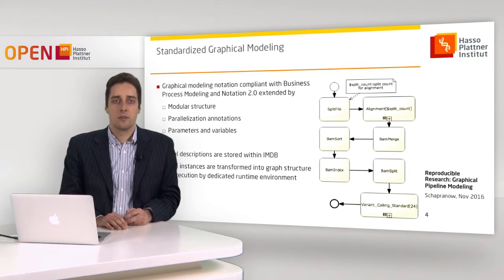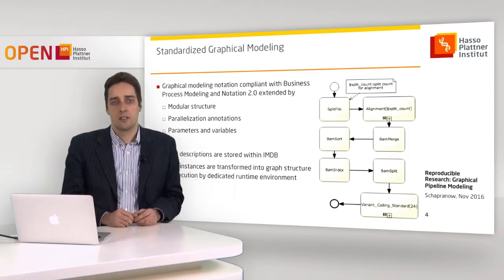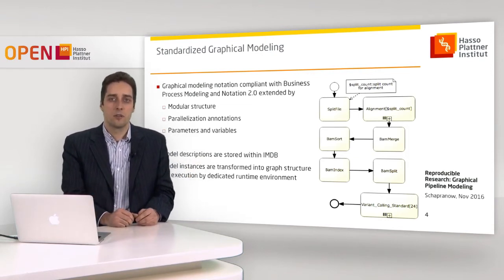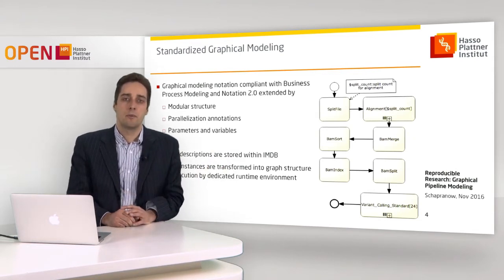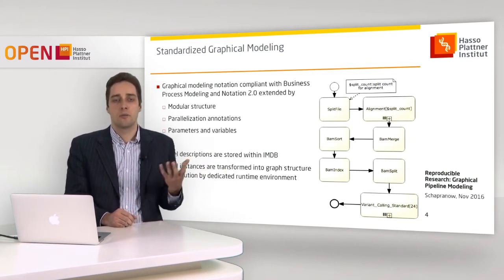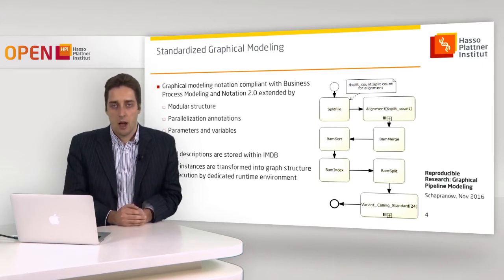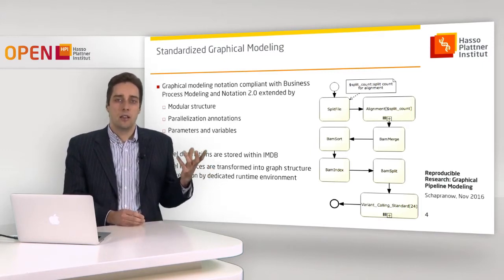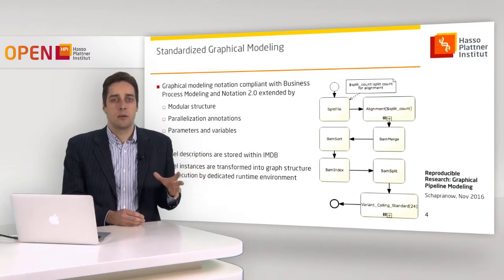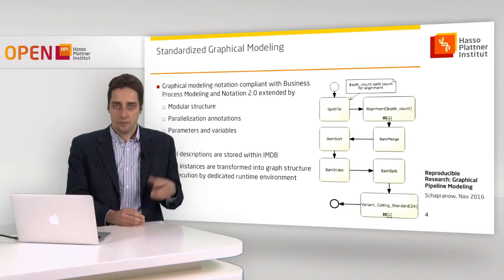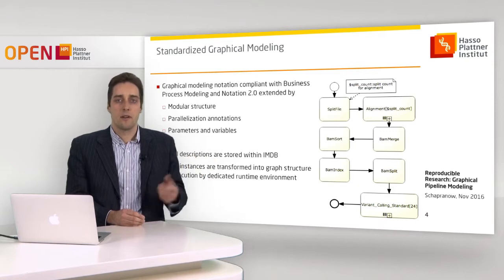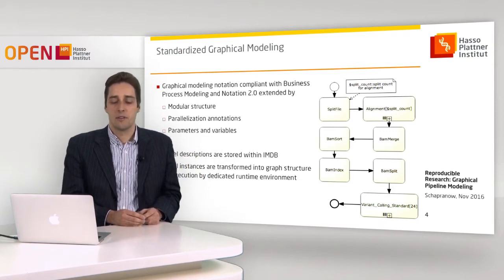We extended this kind of notation by some relevant information like the modular structure. You can have sub-processes and all that stuff. Parallelization annotations, so you can decide explicitly which steps can be parallelized by a framework and executed in parallel. And you have the possibility to add parameters and variables, which are important to attribute this kind of process for certain experiments. All of this information results not in a graphical representation only, but also in an XML structured representation, which is then stored later in our in-memory database. And again, using this description, you can reconstruct this graph for processing in our runtime environment.